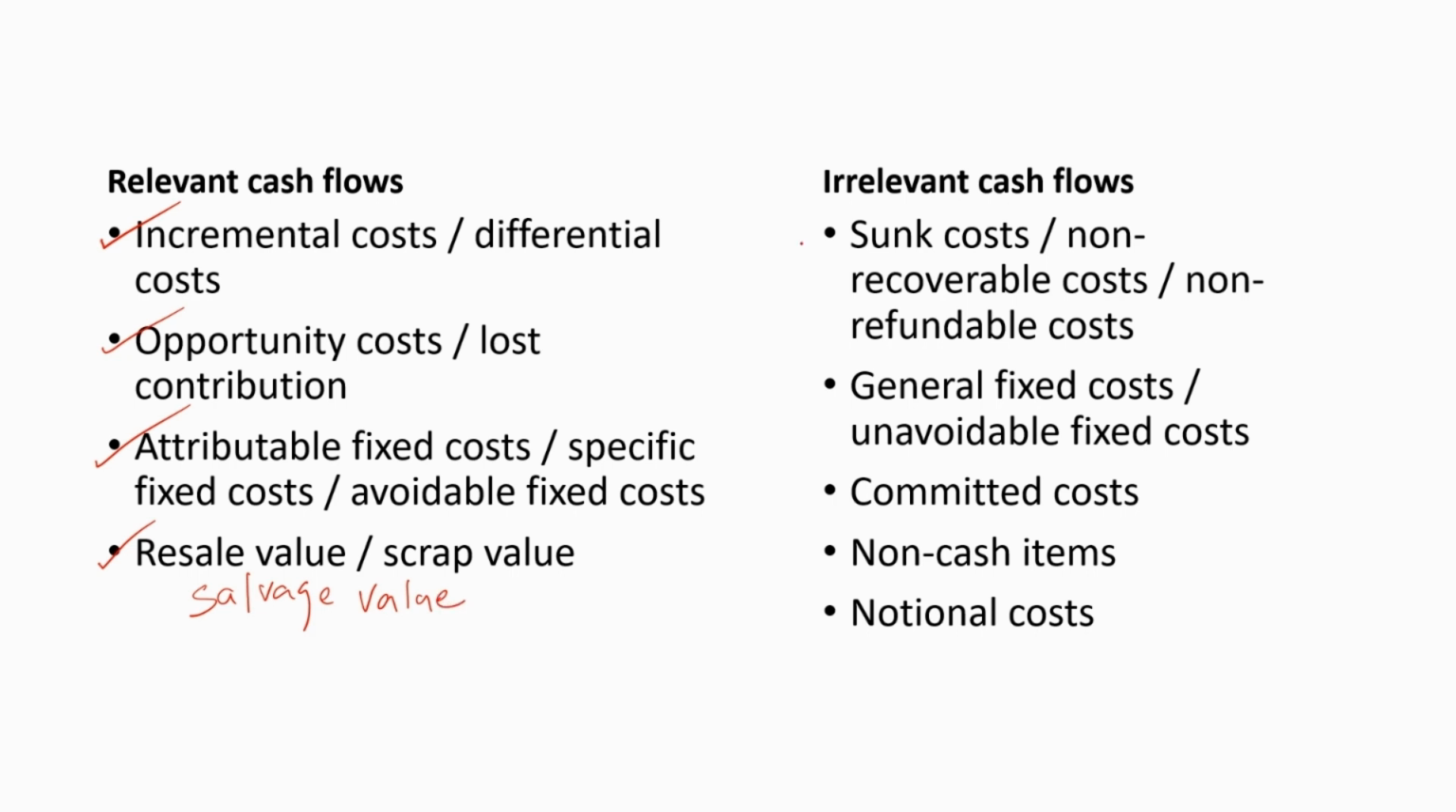You will come across these irrelevant cash flows in the context of businesses. Sunk costs or non-recoverable costs, also known as non-refundable costs. General fixed costs or unavoidable fixed costs. Committed costs, non-cash items, notional costs. Now let's discuss each cash flow one by one, so you will have a better understanding of what these cash flows are. First of all, let's discuss the items under relevant cash flows.